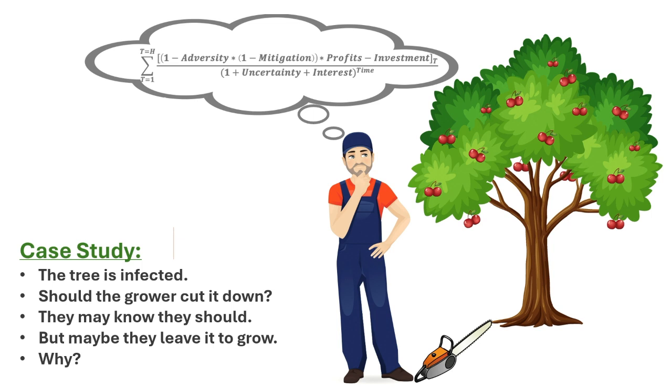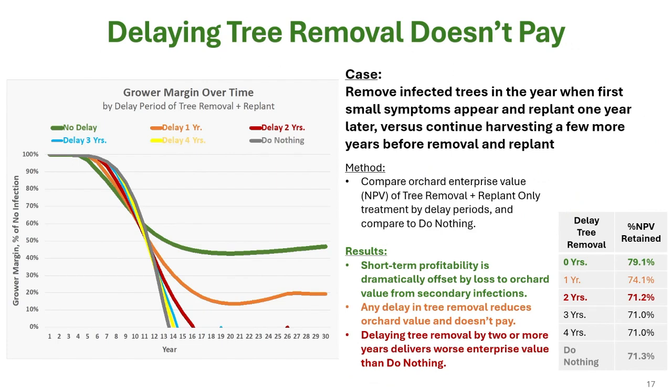What about this idea of delaying tree removal and then continuing to harvest the fruit on the tree for a little while longer? It's pretty tempting. So I ran some analysis, and I just said, okay, I'm going to look at if I remove the tree and then replant that same tree a year later. The green line is if I do that promptly. I don't make a delay in removing the tree, and I replant a new tree a year later.